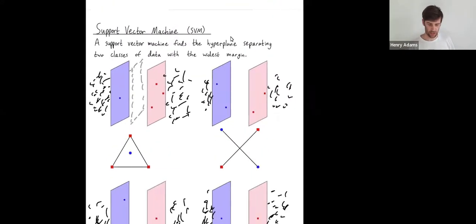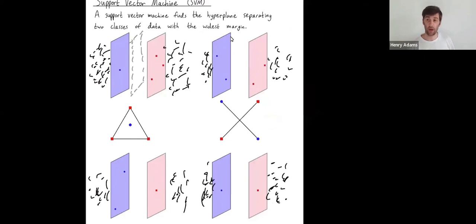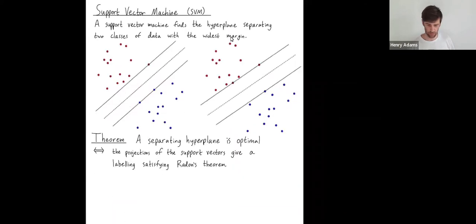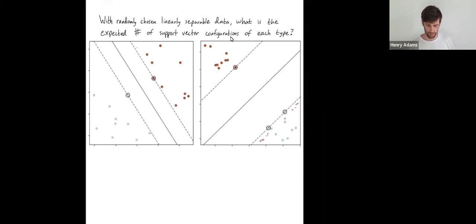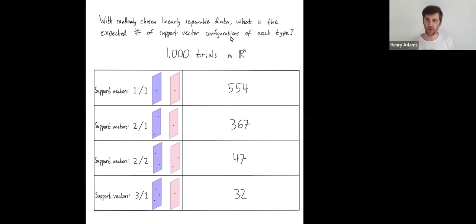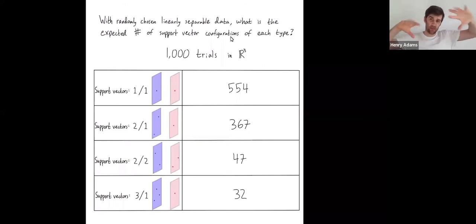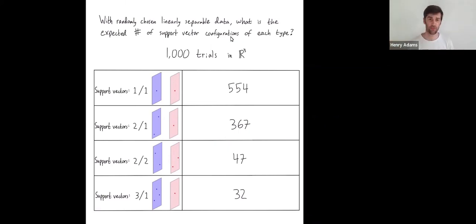All of these configurations are possible with positive probability. And we did computational experiments. So let's do 1,000 trials in 3D. So 1,000 different times, we sample points from the Gaussians to get two different linearly separable data sets. Do that 1,000 times. All right, so many of them had only one support vector on each side.